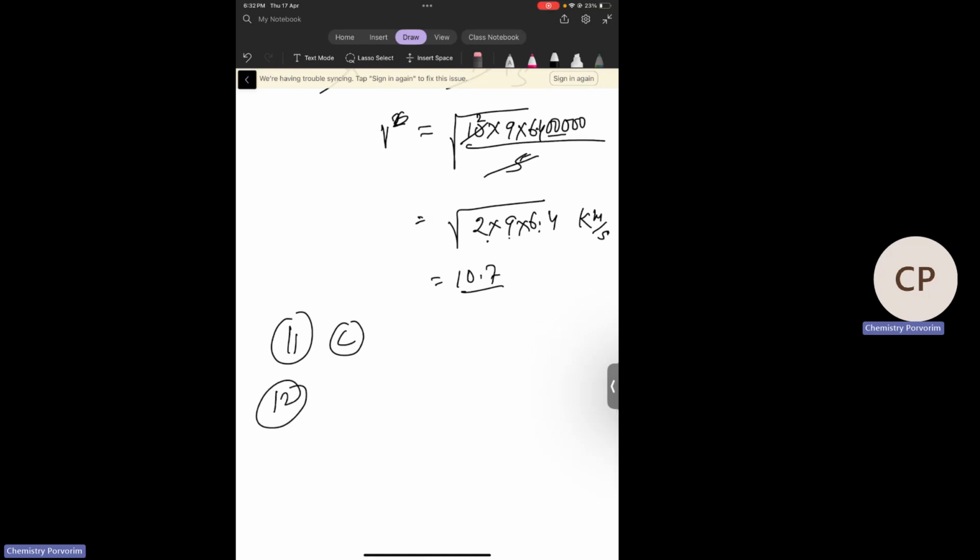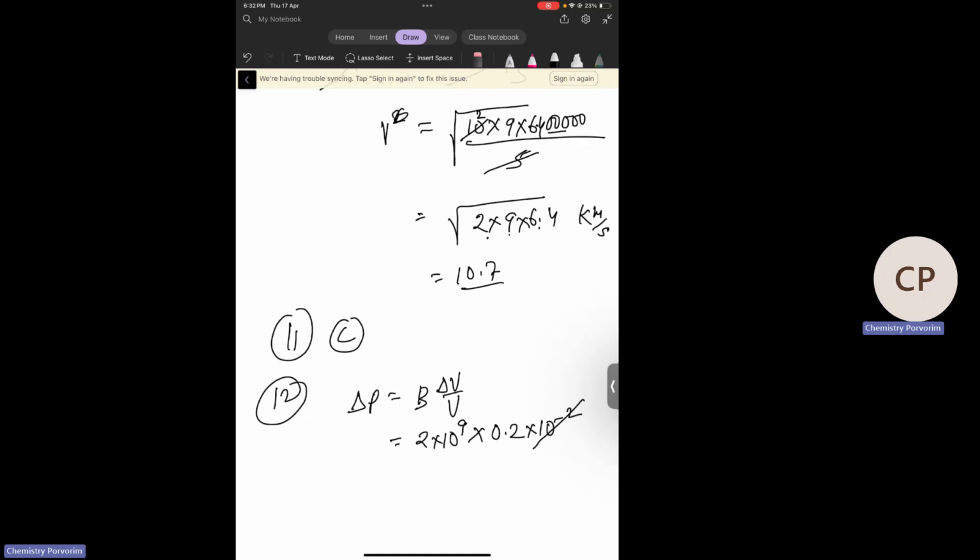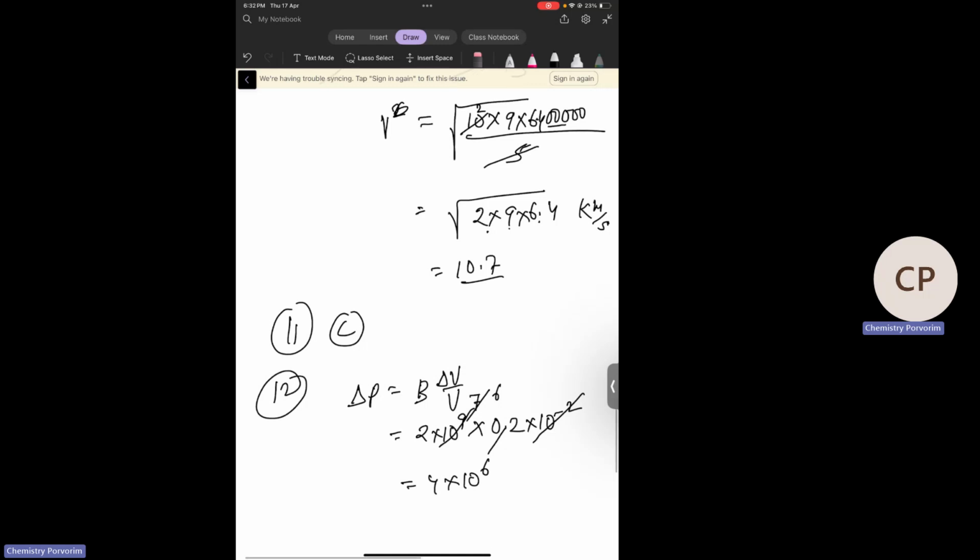How much pressure on a liter of water should be changed to compress it by 0.2%? The bulk modulus of water is this. Delta P is B into delta V by V. Bulk modulus is 2 into 10 raised to 9 and this is 0.2 into 10 raised to minus 2. So 4 into 10 raised to 6. Option D.